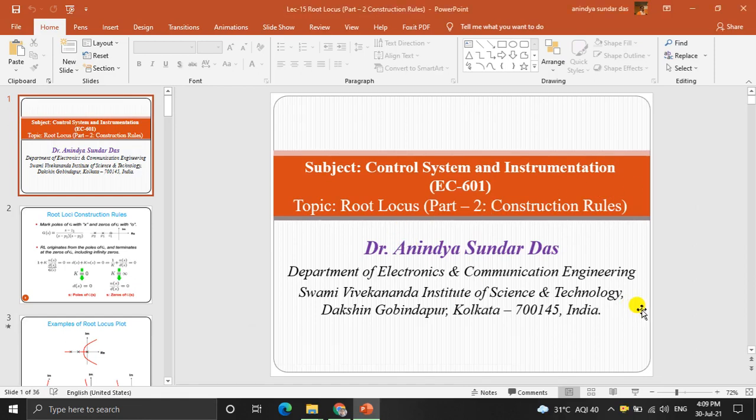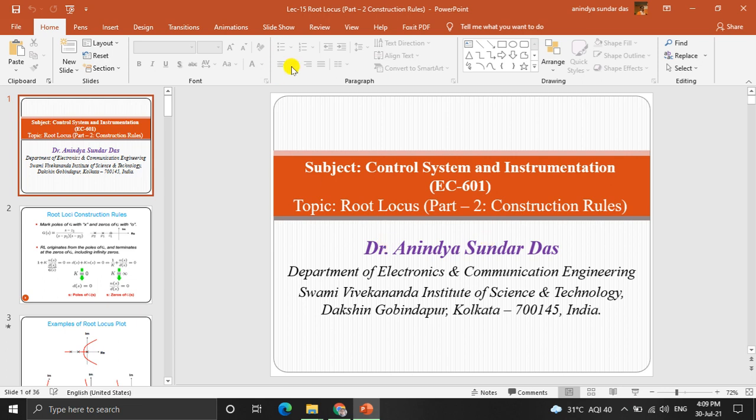I am working as an assistant professor in Department of Electronics and Communication Engineering in Swami Vivekananda Institute of Science and Technology, Dakshin Govindpur, Kolkata. And this is lecture number 15 of the subject Control System and Instrumentation. And today's topic of this lecture is root locus, the construction rules of root locus.